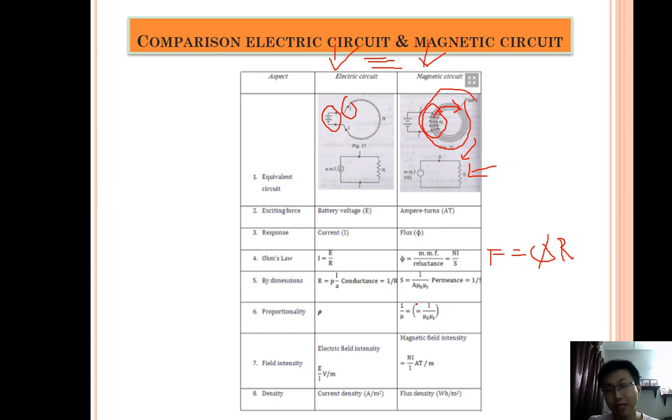Proportionality, we have 1 over mu, and for the field intensity, we have E over L in volt per meter. For the magnetic field intensity, we have Ni over L, which is ampere turns per meter. Ni is equivalent to my magnetomotive force, E is equivalent to my battery voltage. In terms of density, in the electric circuit we are talking about current density, but in the magnetic circuit we talk about flux density. This is the comparison between the electric circuit and the magnetic circuit.